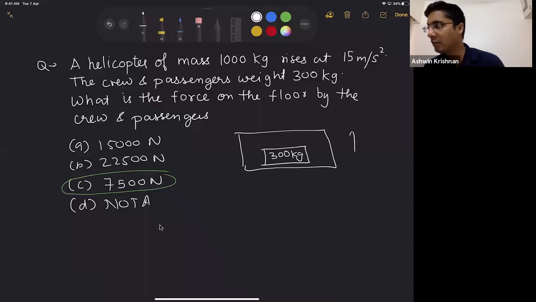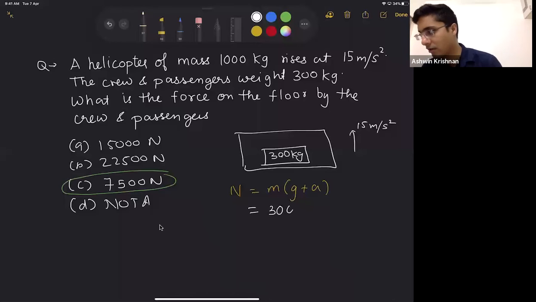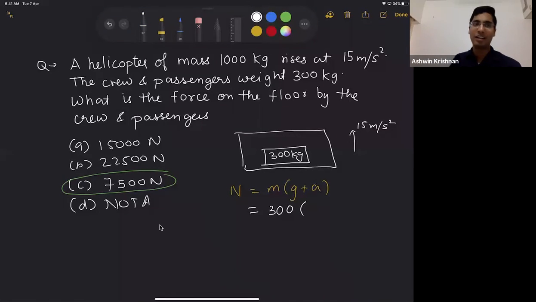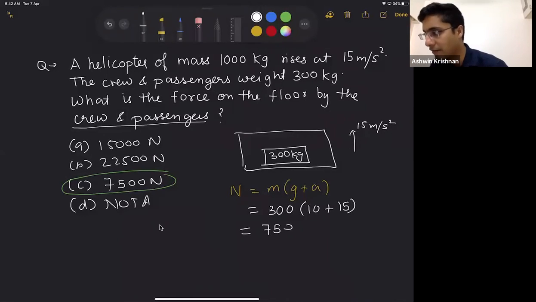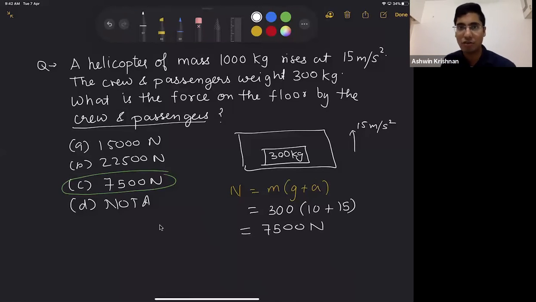It's moving up with 15 meters per second square. So hence N will be m into (g plus a). N is 300 kilograms because we want the mass of the body. The mass of the helicopter is just given for confusing you, because you're asked only the force of the crew and passengers, not of the helicopter. Sometimes people just memorize and apply the helicopter's mass, that's why I gave that to confuse you. So 300 times (10 plus 15), which is nothing but 7,500 Newton. Okay, so that's how you solve this problem.